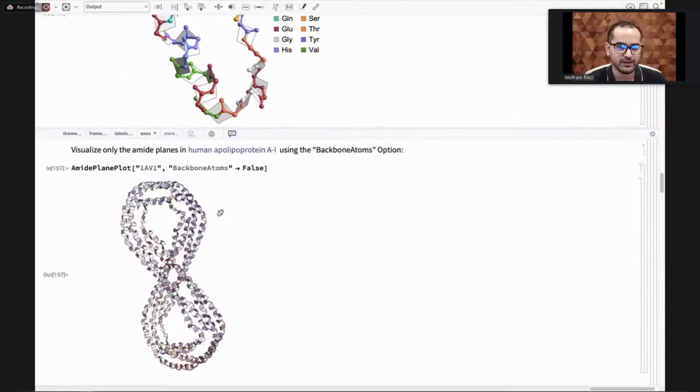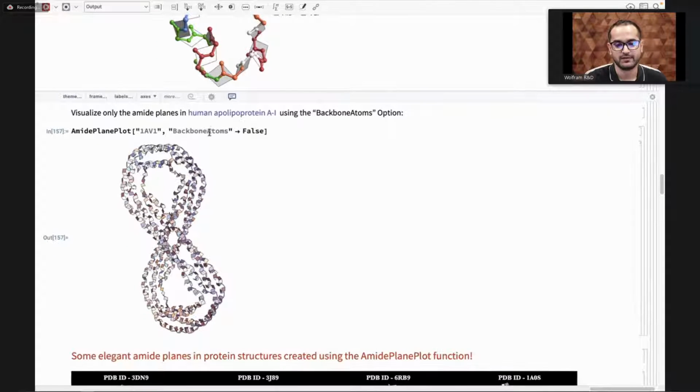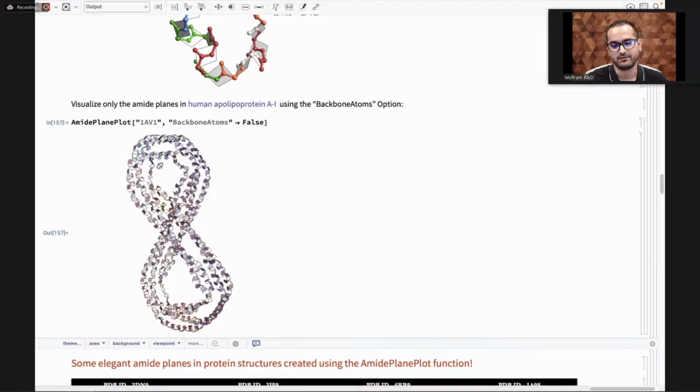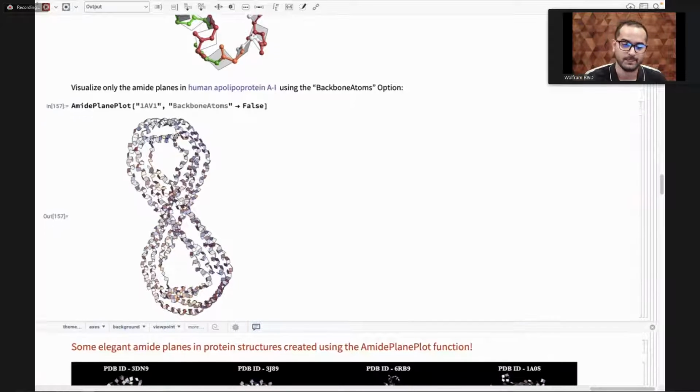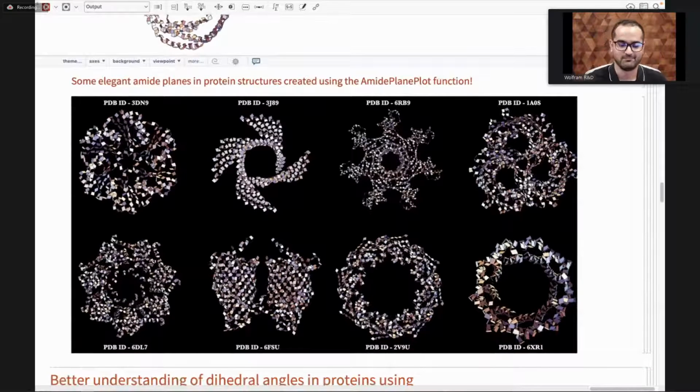And for large proteins, it might become a little cumbersome to see the amide planes with the backbone. You can definitely see it if you want, but if you want to just see the amide planes, you can use the option backbone atoms set to false, and then you can see just the amide planes of the respective proteins. And again, these are some of my favorite proteins that I came across, and you can also create and see the amide planes for your favorite proteins using this function.